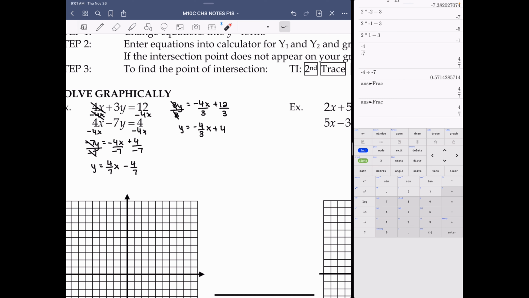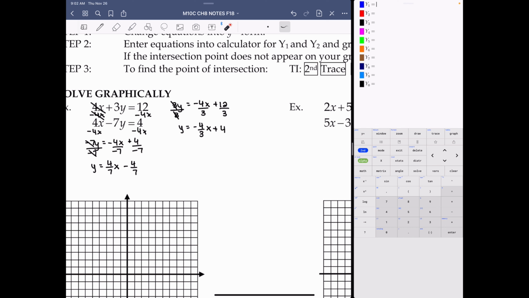Okay, so now we have our two equations. They're in y equals form. We're going to go to our y equals, and clear whatever you have there. Remember, you push menu and then the graph option, and then to clear something you push delete, which I think is F2 for all the models, and then delete formula, F1 for yes. Then enter in what we have.